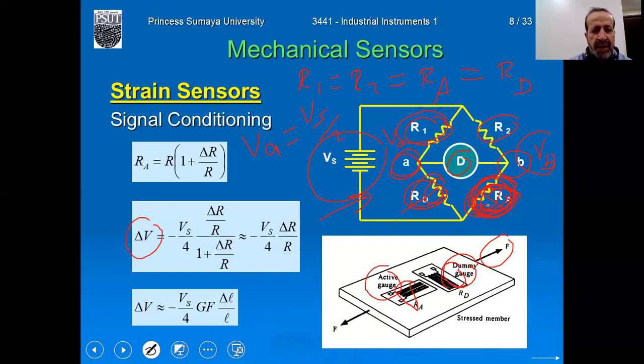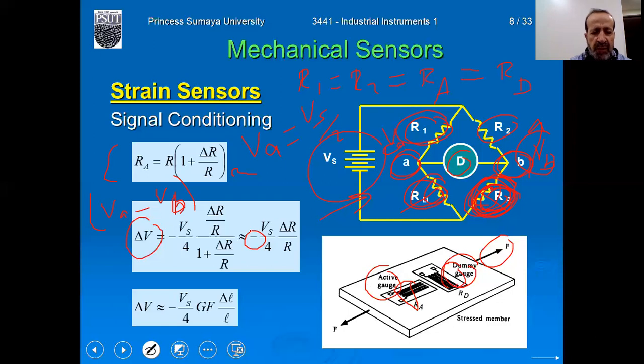Here is the derivation. You can see RA is equal to R times (1 plus delta R over R). We have delta V, which is VA minus VB. Sorry, because it is in minus, it is VA minus VB. It is in minus because usually VB is larger: this one is increasing, and this one is kept constant. So VB is larger than VA, so this is negative here.